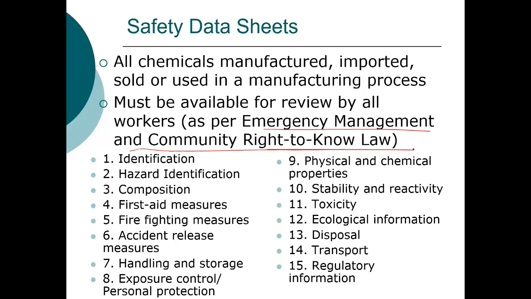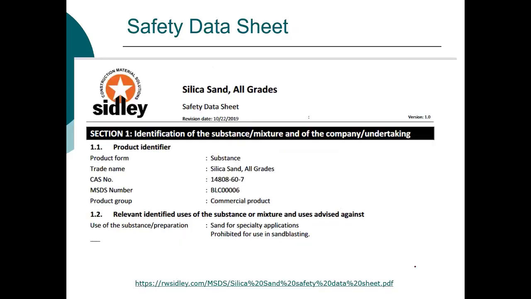in terms of from the moment you receive that chemical, if it's shipped, or are first in contact with that chemical, to disposal of that chemical. This is a safety data sheet for silica sand. So you can see section 1 identifies the substance. In this case, it's really a mixture of substances, but it identifies this as silica sand.